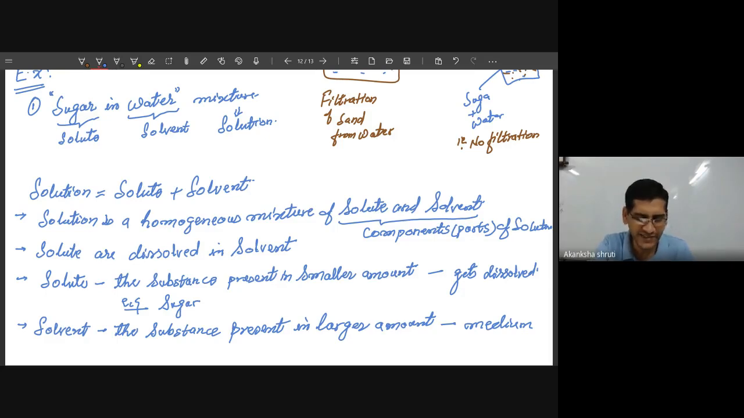Students, any doubt then please ask. Have you understood this much so far? What is solute? What is solvent? Though last day I had also mentioned these things.